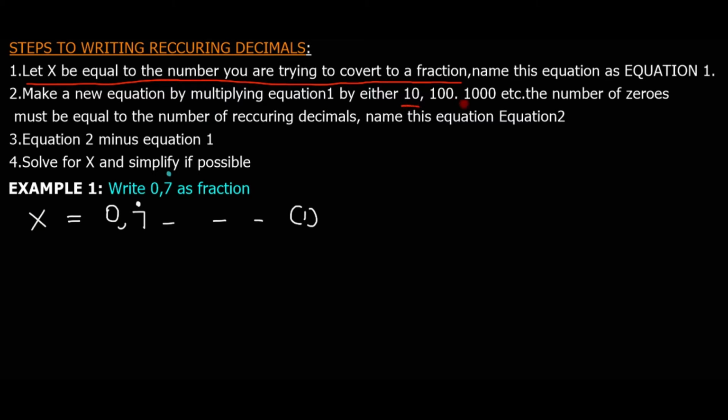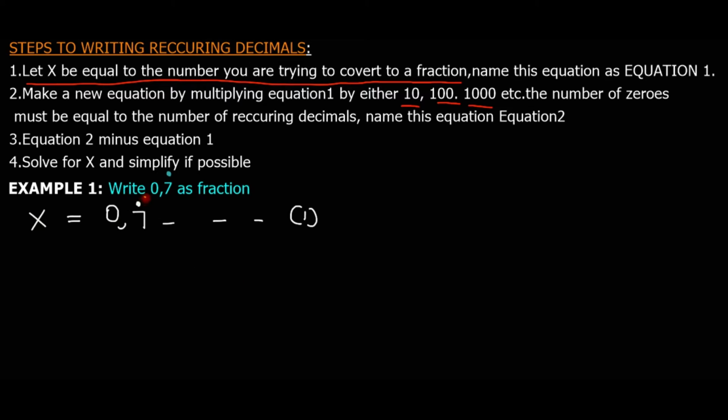Then step number 2: make a new equation by multiplying equation 1 by either 10, 100, 1000, etc. The number of zeros must be equal to the number of recurring decimals. This means to multiply this equation by either 10, 100, 1000, etc.